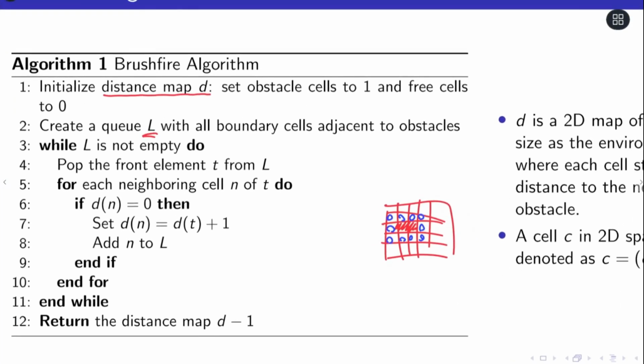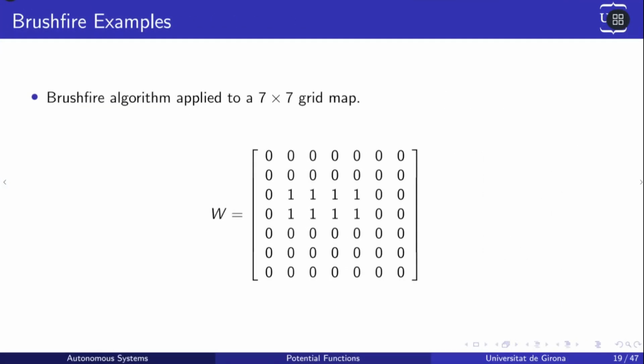Then the idea is just to do this: while L is not empty, I remove one position from L, and for all the neighbors of this removed cell, if the distance is equal to 0, then I set this distance as the distance of the current cell plus 1 and add these cells into L. And this will keep propagating, expanding until there are no more free cells, no more 0 cells. Okay, let's see just a simple exercise, and I think it will be much simpler than trying just to follow the algorithm.